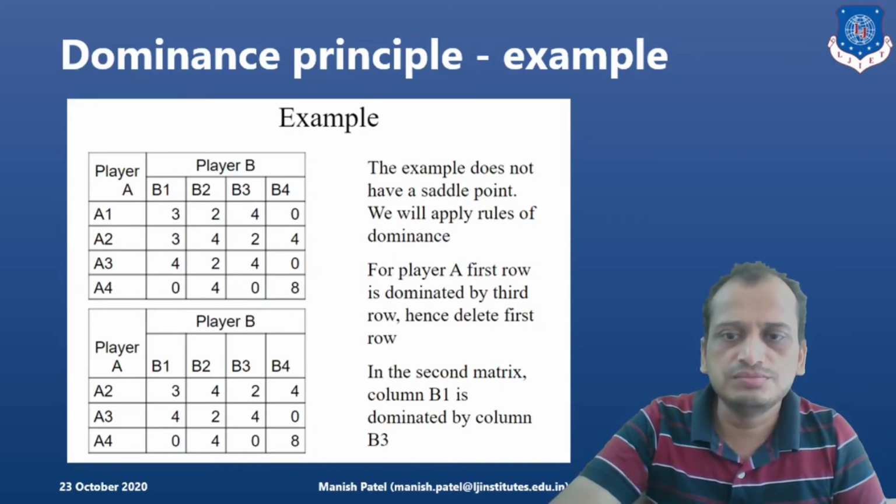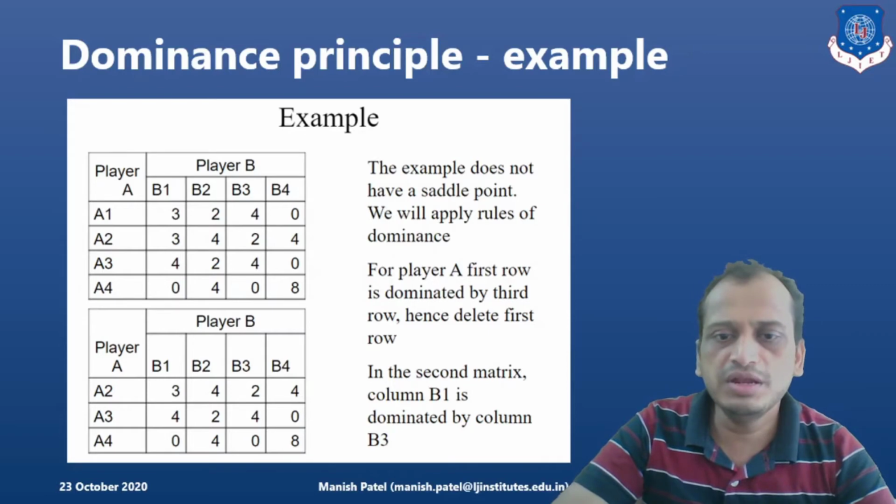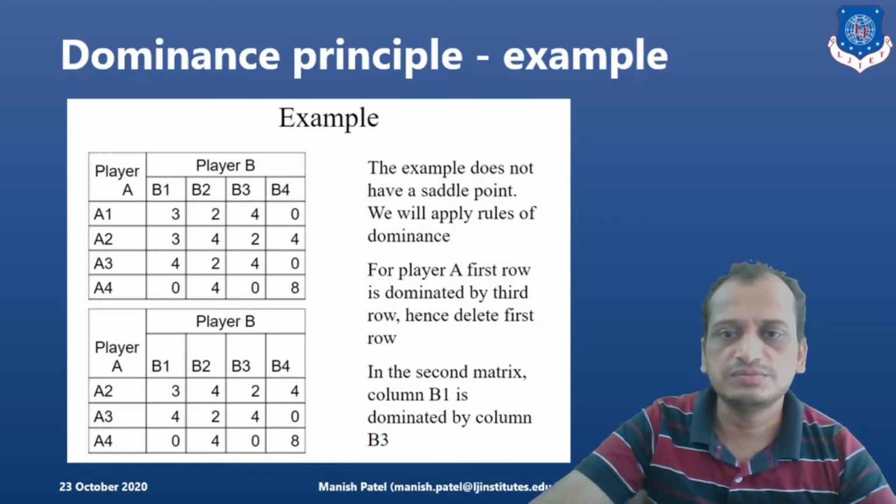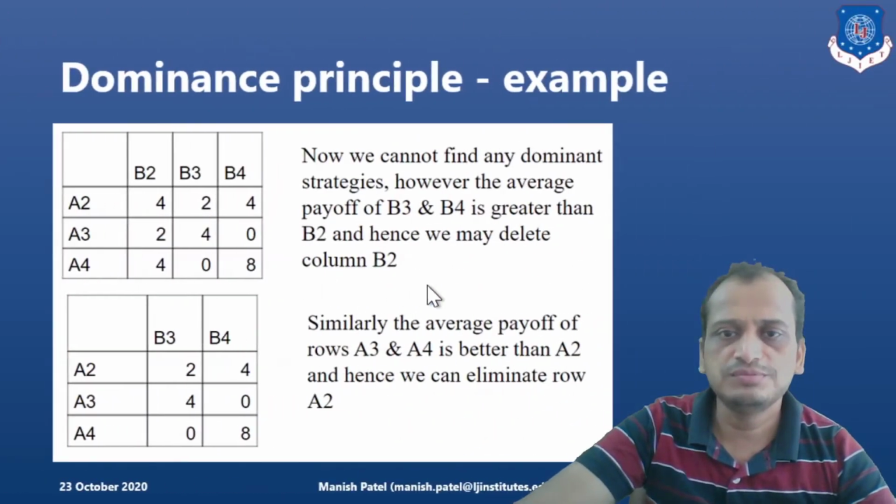So the B1 column is dominated by B3. How? If you see here, we just look at the greater number. 3 is greater than 2, 4 is equal to 4, 0 is equal to 0. Right? So B3 dominates B1, so we will remove B1 in this case. So we have removed B1 here.